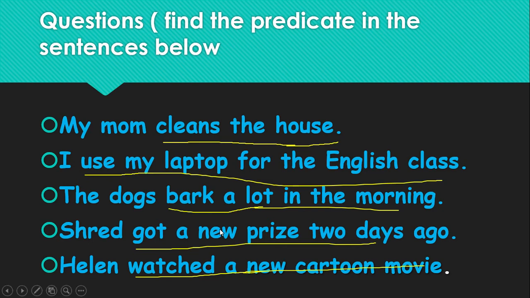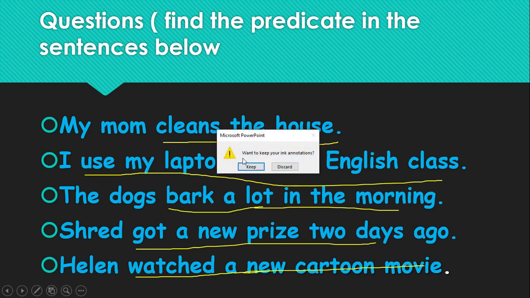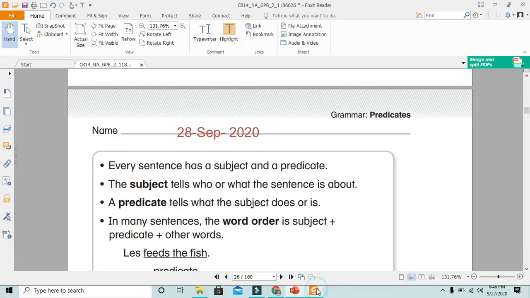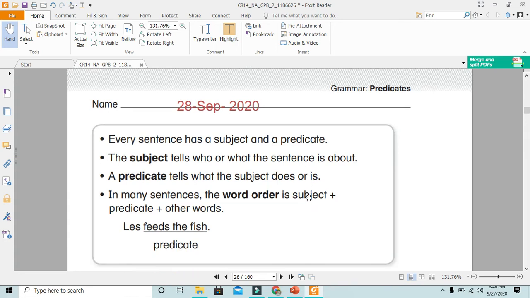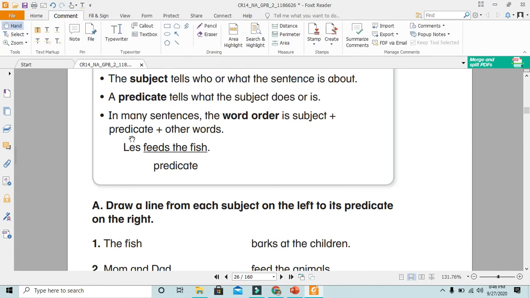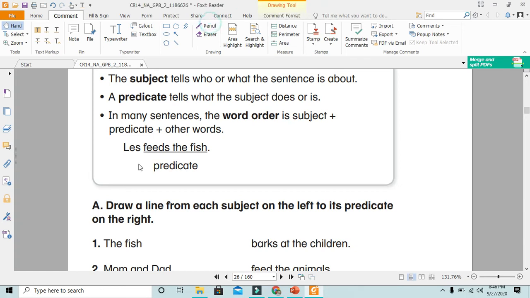So let's go to our book now. This is a grammar book, okay? This is page 16. Look at the sentence. Les feeds the fish. Les, this is the subject. Feeds the fish, this is a predicate because it starts with the verb.